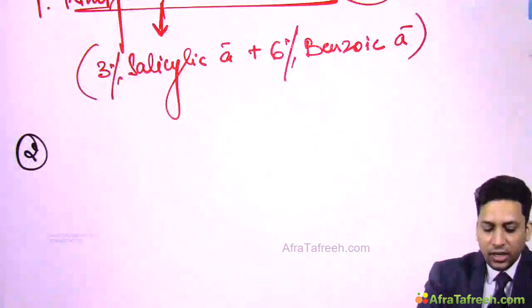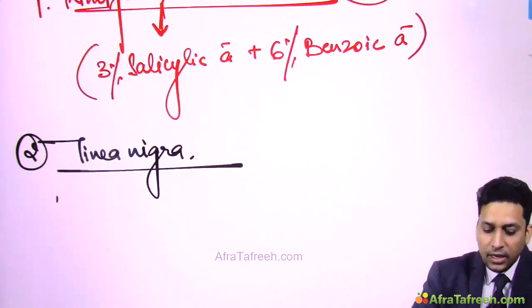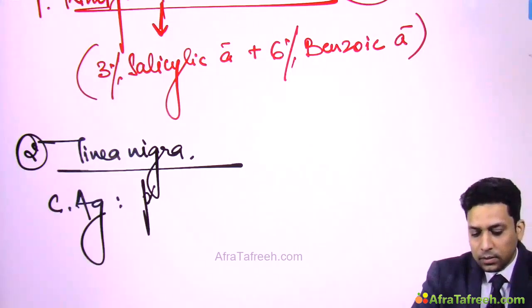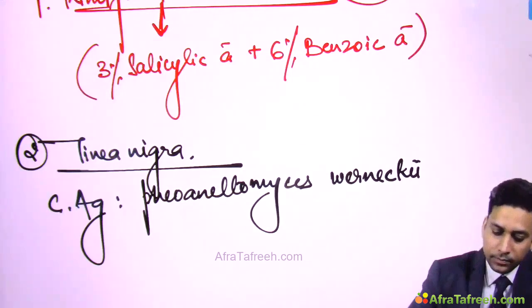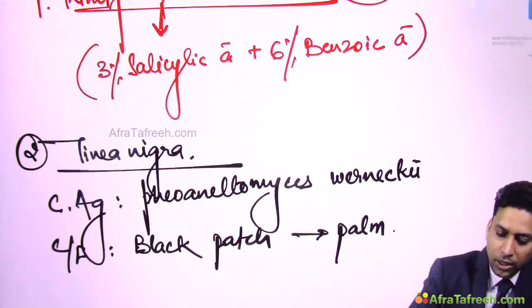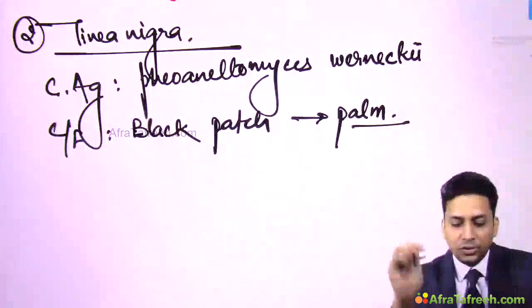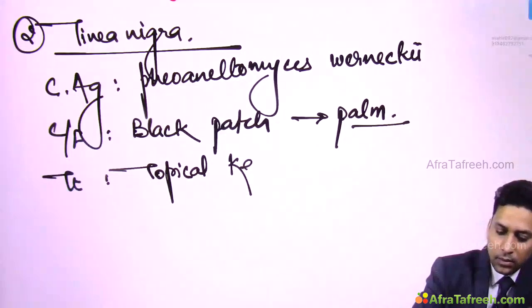Then the second superficial fungal infection after versicolor is Tinea nigra. Tinea nigra is caused by Phaeoannellomyces werneckii. How do they present? They present with a black patch over the palm. Generally the palm is involved and you will find this dark black patch over the palm, and it is treated with topical ketoconazole.